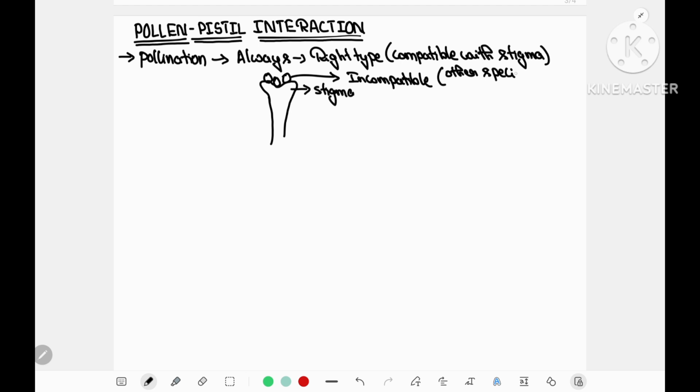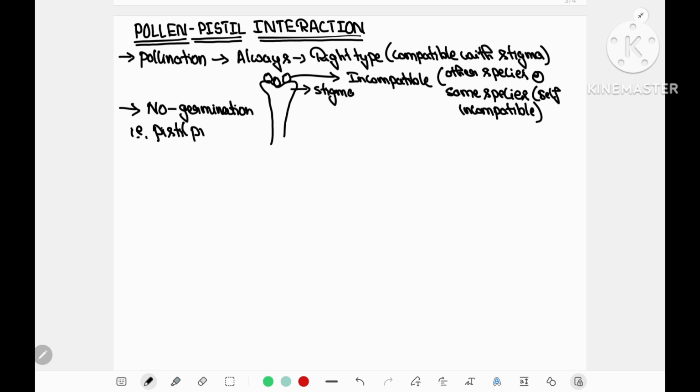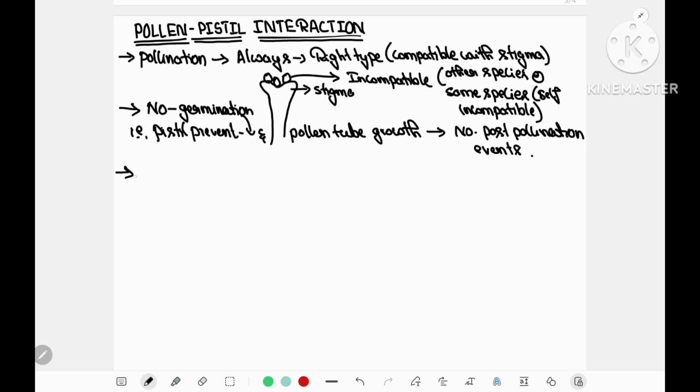Sometimes there is a deposition of incompatible pollen grains. That means they may belong to other species, or they belong to the same flower if they are self-incompatible. Such pollen grains are called incompatible pollen grains. Now, in such cases, there is no germination of the pollen grains. Hence, the pistil will prevent germination of the pollen grain and also pollen tube growth on the stigma, and hence there are no post-fertilization or post-pollination events taking place. So that is called incompatible interaction between the stigma and the pollen grain.